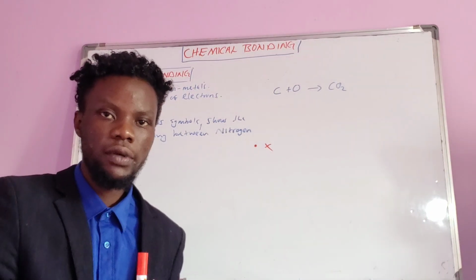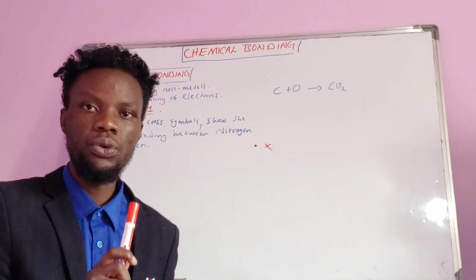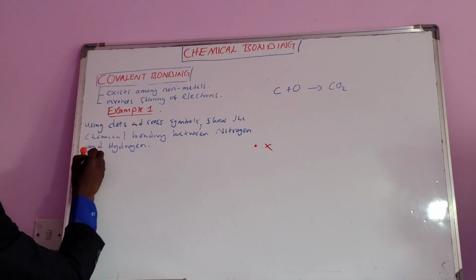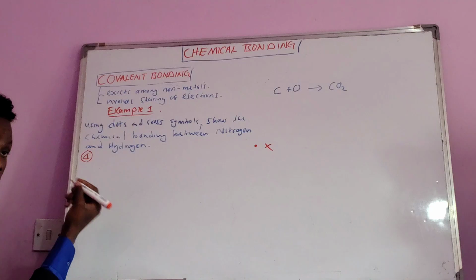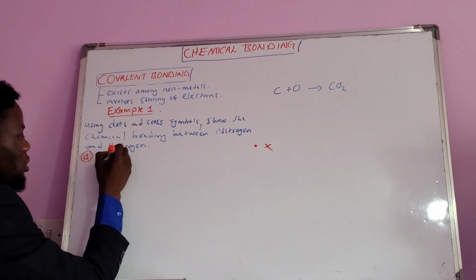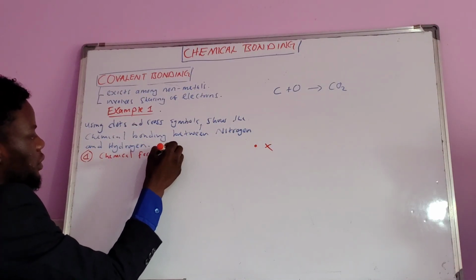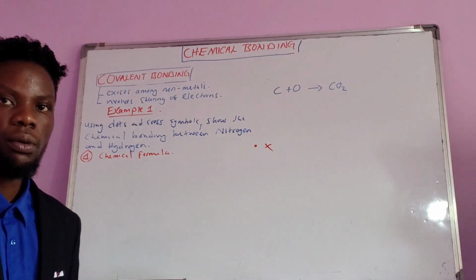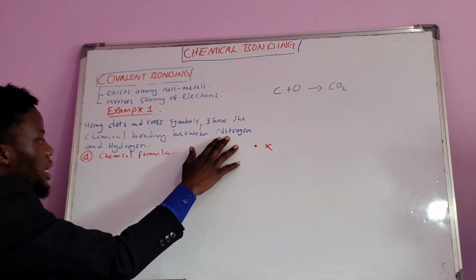So we need to look at the first step. What is the first step if you are given a question under molecular bonding or covalent bonding? Make sure that you write the chemical formula between two atoms, or three atoms. So the first step is to make sure that we have the chemical formula between those atoms that are reacting. So we have nitrogen and hydrogen.